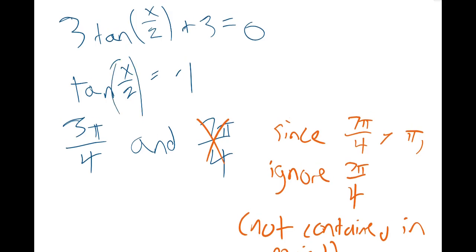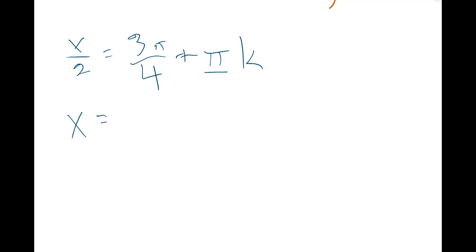So then we just say, wait, I'm in the wrong. Then we just say x over 2 equals 3 pi over 4 plus pi k, because remember the period of tan is pi, so it's just the pi instead of the 2 pi there. And then we multiply both sides by 2 to get the x on its own. And then we're going to get x equals 3 pi over 2 plus 2 pi k. And that's going to be our general solution.